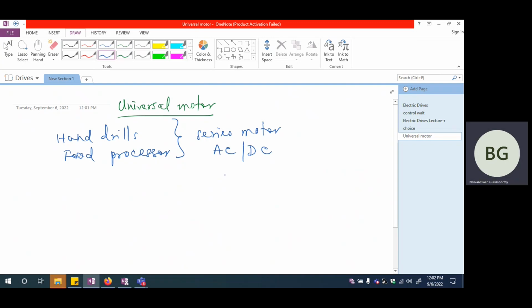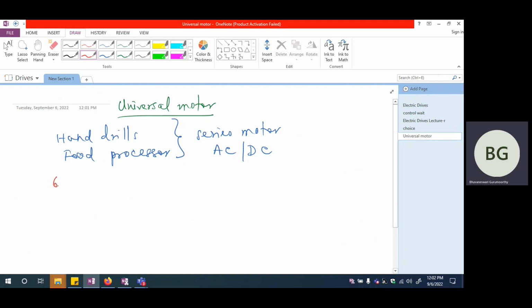So typically, depending upon the application, you will make a choice of your drive. The application might require extremely large speed range. It might require only a small speed range. It might require extremely high speed. It may require multiple starts and stops. It may require extremely good transient performance. So all those things will be dictating what kind of drive you want to choose for your particular application.